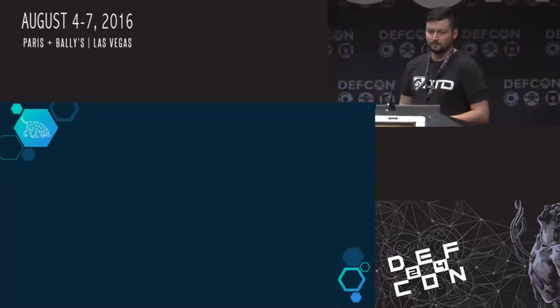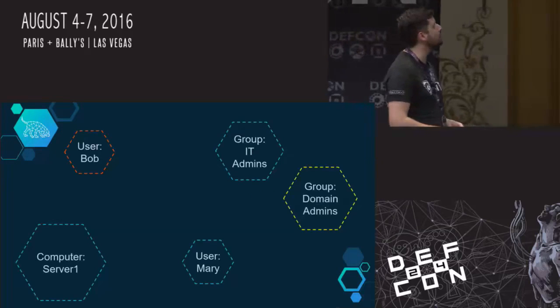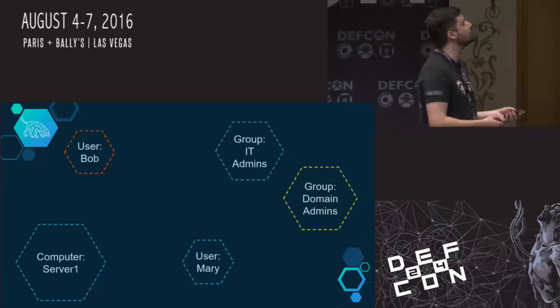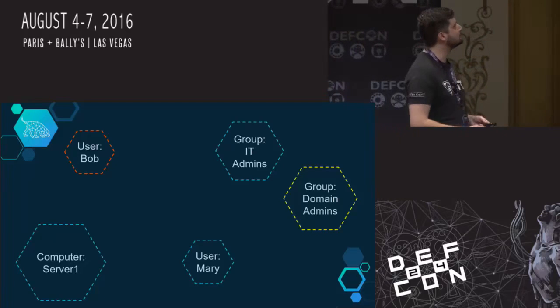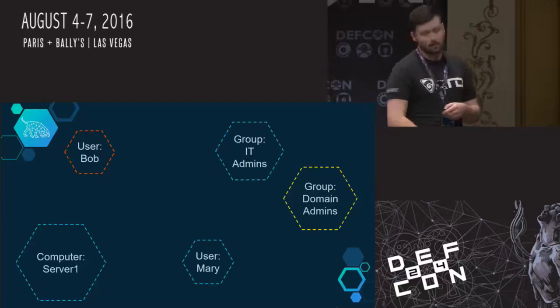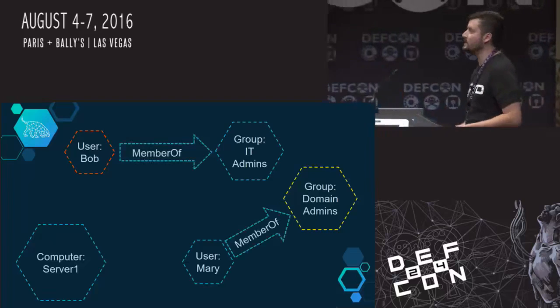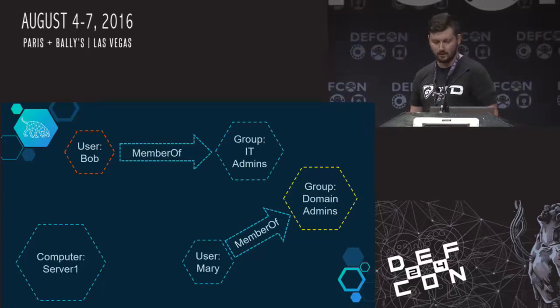Again, let's look at this visually. Like I said, we have 2 users in this graph, Bob and Mary. Groups, we have 2 groups in this graph, IT admins and domain admins. Computers, we have 1 computer, server 1. First, let's identify group memberships. We find out that Bob is a member of this group called IT admins, and we find out that Mary is a member of this group called domain admins.